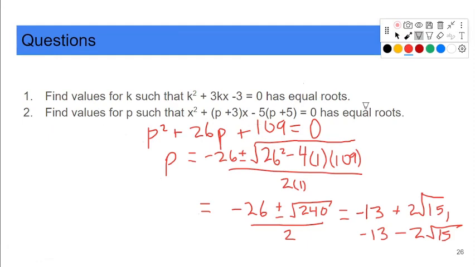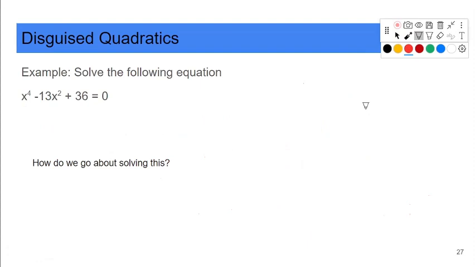So it's a little bit late, but I do have another topic in here, which is disguised quadratics.